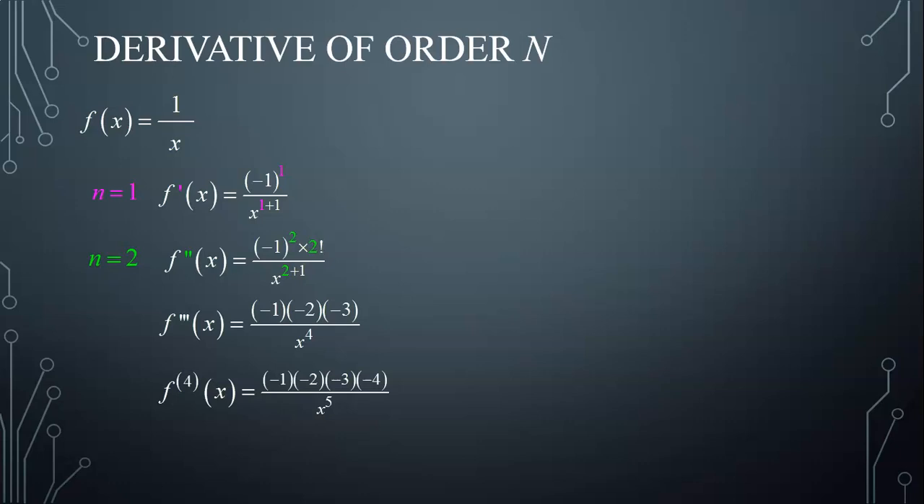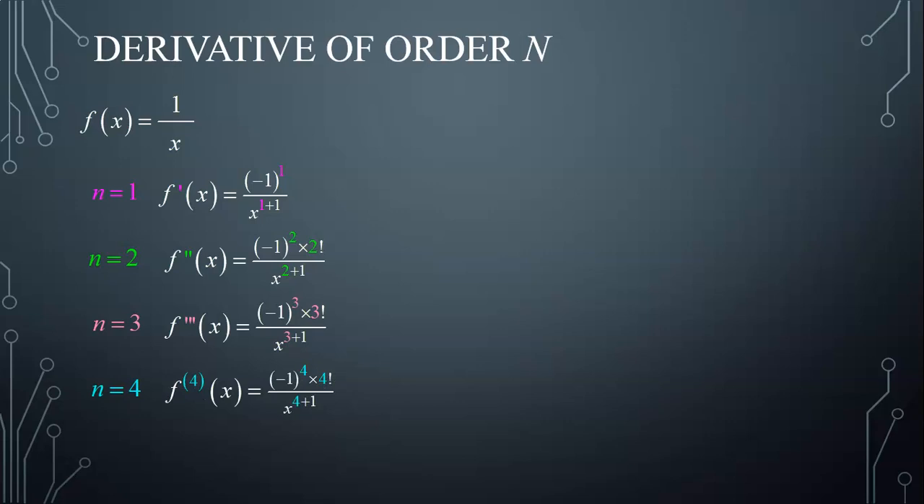While for the derivative of order 3, which corresponds to n equals 3, I have x to the 4 at the denominator, which I can see as x to the 3 plus 1, and at the numerator I have three negatives, which I can see as negative 1 cubed, and the product of 1 times 2 times 3 we can in fact see as 3 factorial. Now similarly for n equals 4 and the derivative of order 4, we have as well negative 1 to the 4 times 4 factorial divided by x to the 4 plus 1.